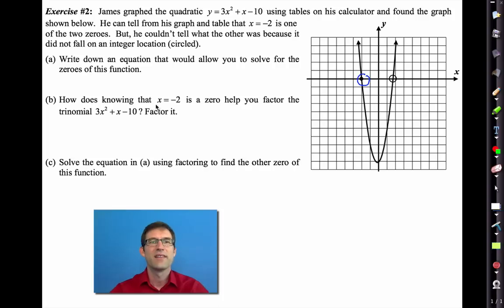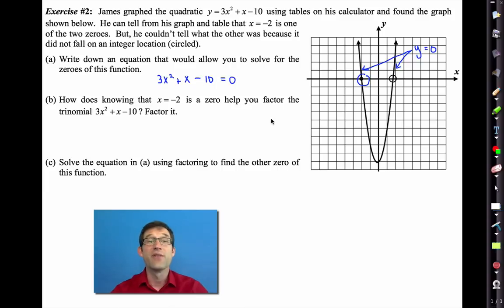All right, let's do it. So we have 3x squared plus x minus 10 equals 0, right? The whole point of zeros, the reason we call them zeros, is that it's where y is equal to 0.